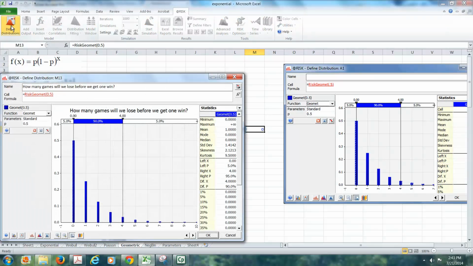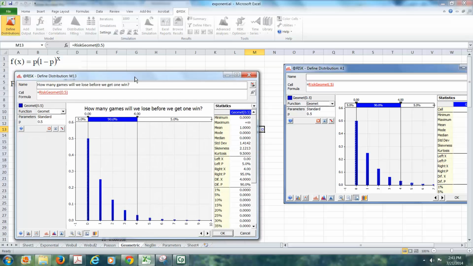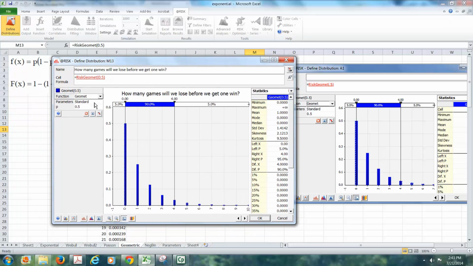Let's pull up that distribution. You'll see it's the one that is embedded in the file here. This is a geometric distribution. It has a probability of 0.5. You'll see the most common outcome is there will be no losses before you get a win. That'll be a 50-50 proposition, as you would expect. Then the most likely outcome is there would be 1 loss before a win, 2 losses before a win, and so on. You could see it would be highly unusual that we would lose, for example, 8 games before we get our first win if the probability of winning any game is 50%.